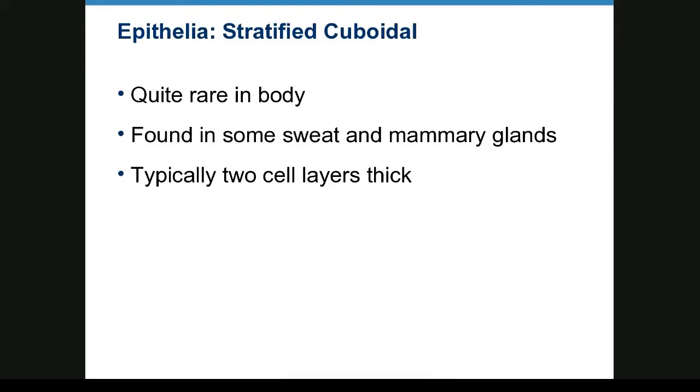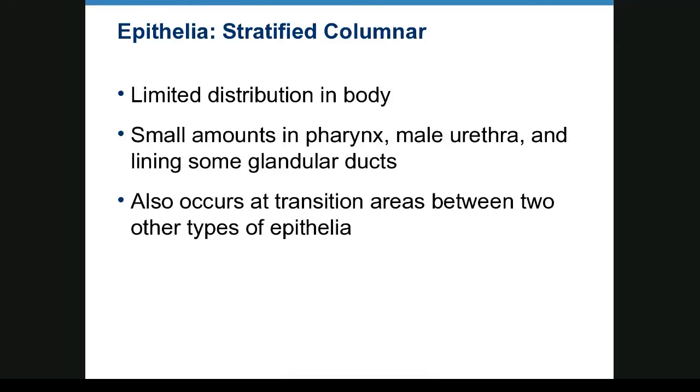Stratified cuboidal, we really don't have much of in the human, maybe in some mammary gland sections or sweat gland sections. Stratified columnar, only going to be in your transitional areas, where you're between one type of epithelium to another, and it's only going to be for a very short distance, very rare.